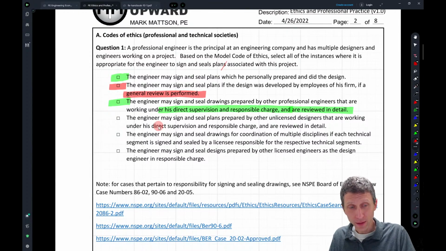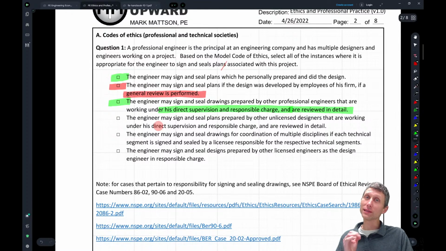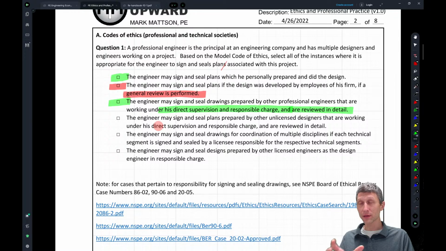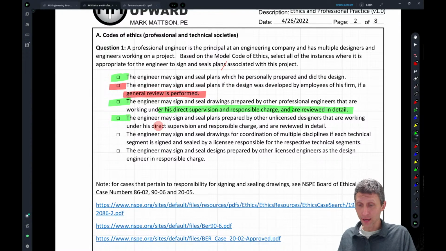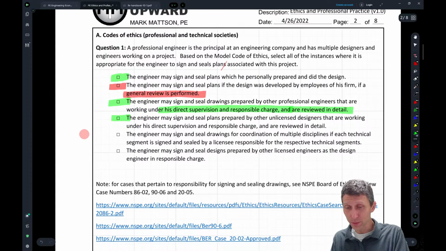And this is where you're essentially doing the design, but you're directing someone how to do it, how to maybe do the CAD piece of it, maybe how to write a certain piece out even, but you are the one making the decisions as the engineer. I'm going to say that's still okay. Okay, let's keep going. But again, this is direct supervision, responsible charge.